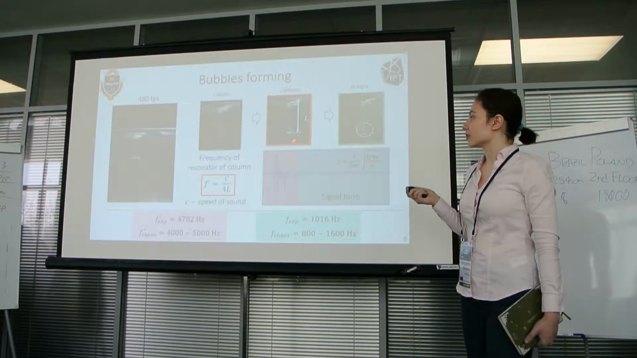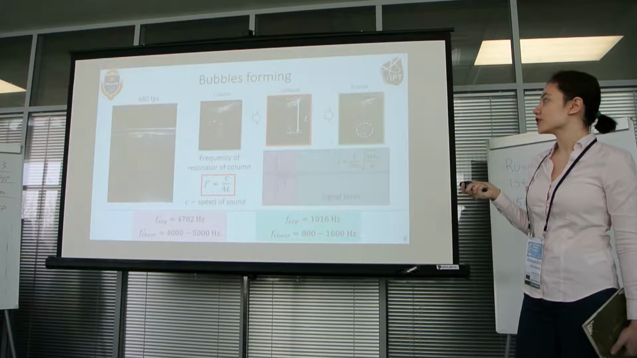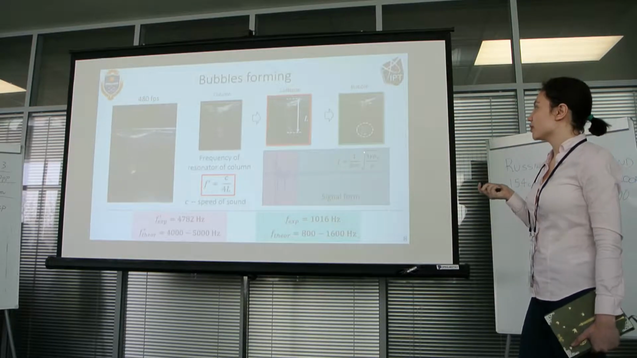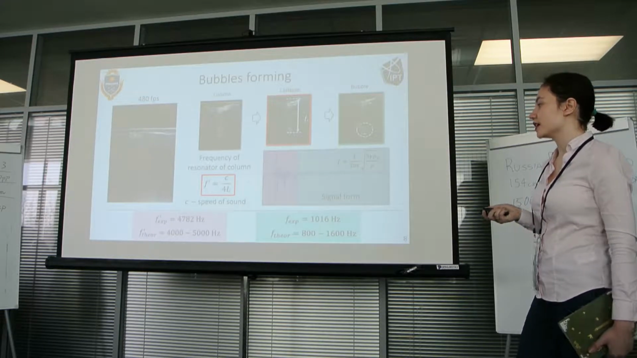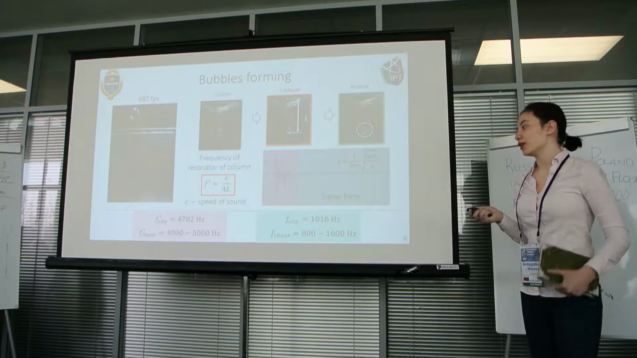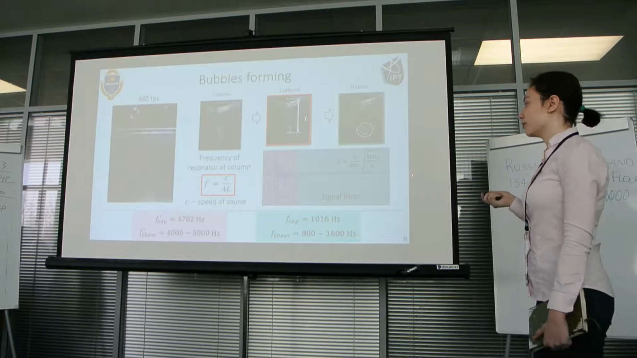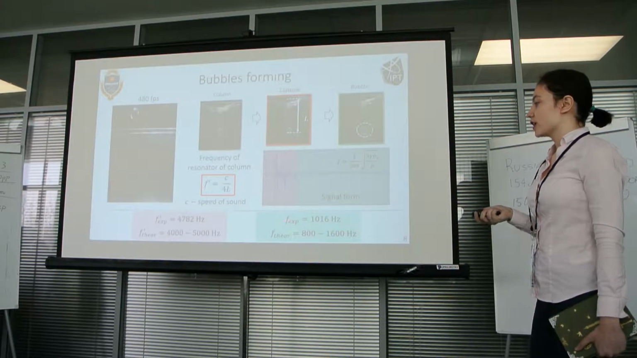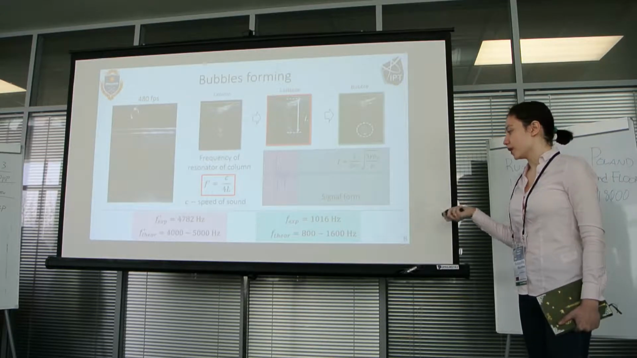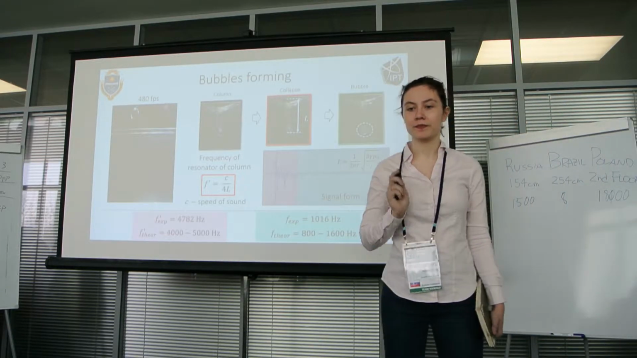Sometimes we can see that first a column appears, then it collapses and divides into a bubble and another column. The column oscillates with this frequency as a resonator, as a pipe with one sealed end, and the bubble resonates with the Minnaert resonance frequency. Here are our theoretical estimations and experimental results, and you can see that they are in good agreement.